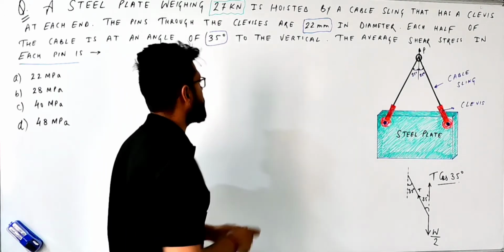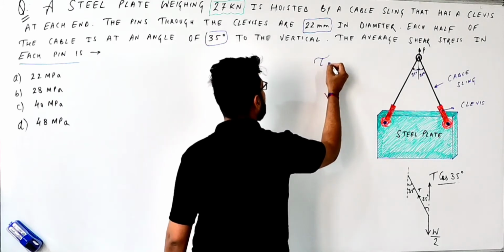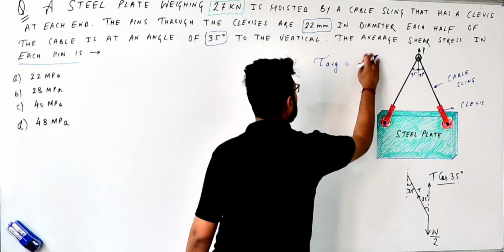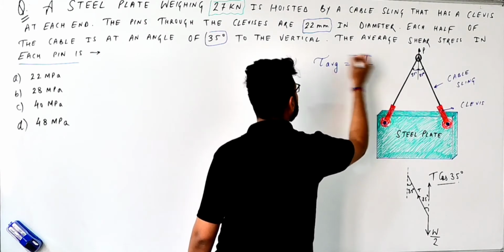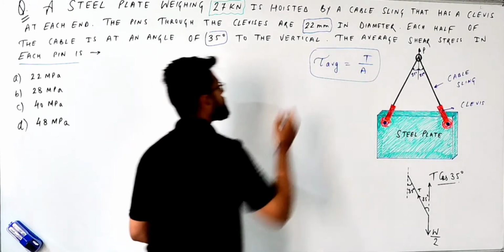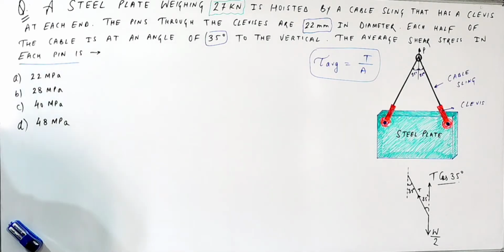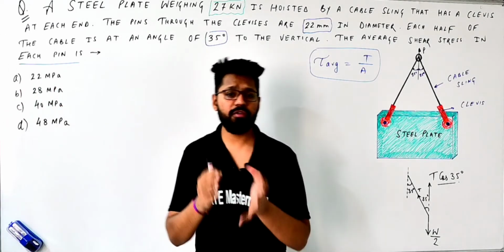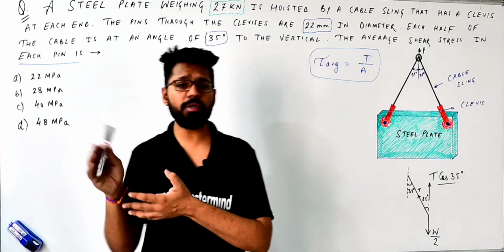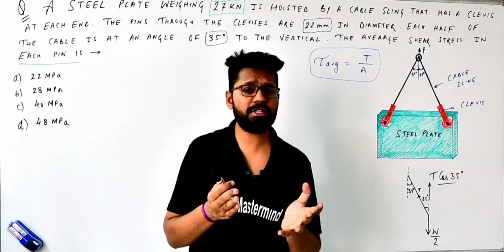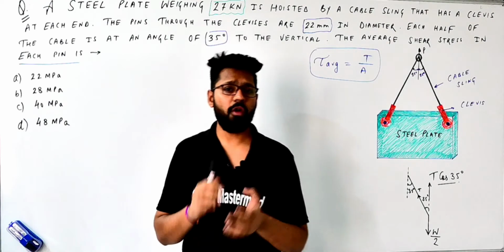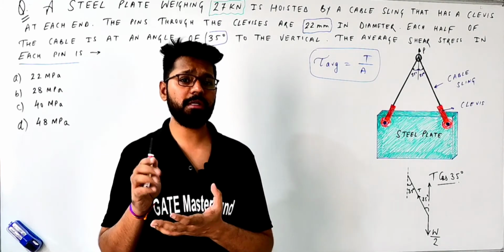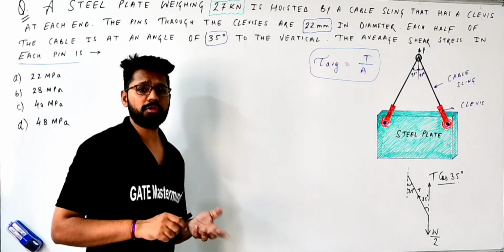So what is the shear stress? Average shear stress formula is load by area. So here the load is our tension, so tension by area. Average shear stress is load by area. Okay students, you know very well what average shear stress is. I have discussed in my previous videos what shear stress is in detail, giving the example of nuts and bolts. So you can watch those videos.